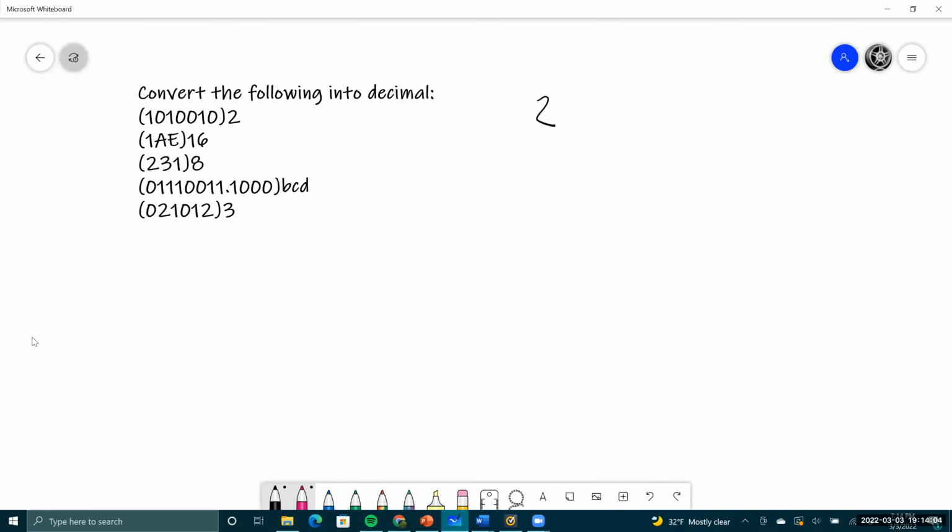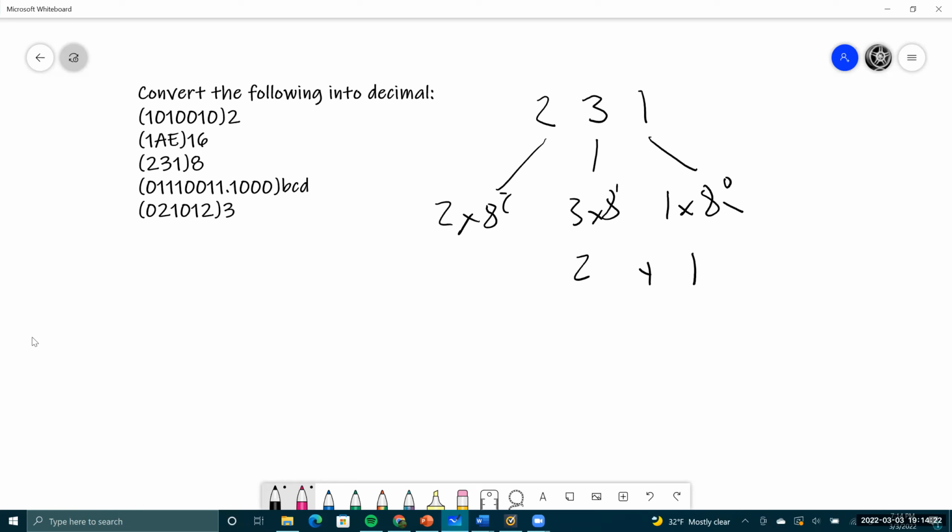All right. We have 231, and this is base 8. So it's 1 times 8 to the 0, 3 times 8 to the 1, and 2 times 8 squared, right? So this is 1 plus 24 plus 8 times 8 is 64. 64 times 2 is 128. If we add all that up, this is going to be 153.